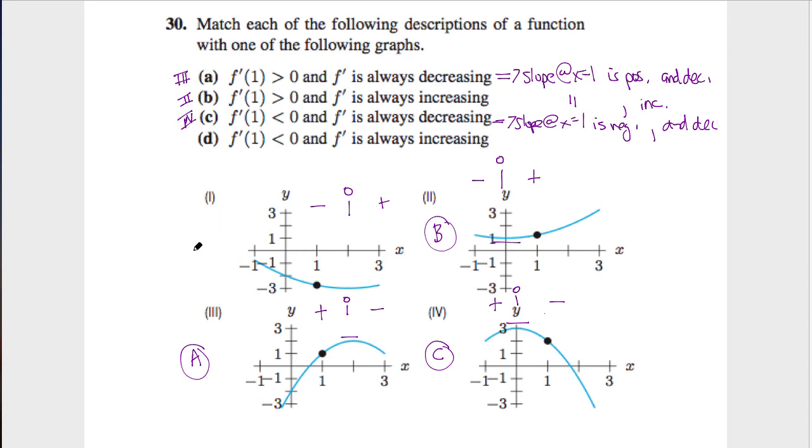which by process of elimination brings us that description D will go with Roman numeral 1, but let's double check. So we have f prime of 1 is less than 0, which means our slope is negative at 1, and it is. And f prime is always increasing. So our slope is negative and it is getting more and more positive. So sure enough, Roman numeral 1 goes with description D.